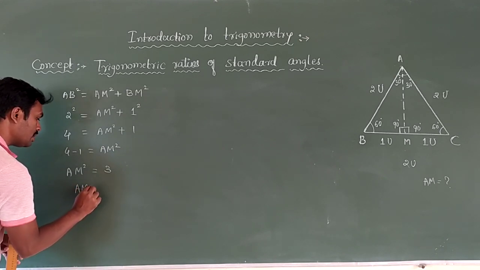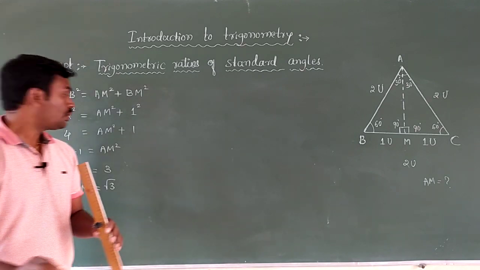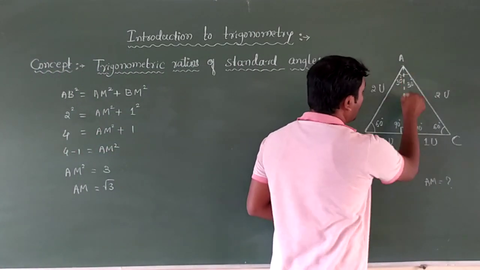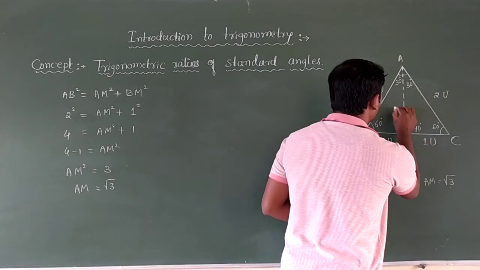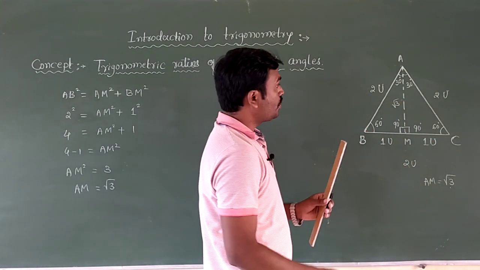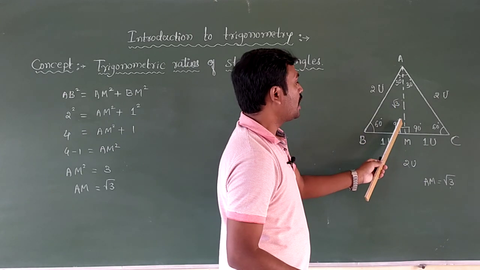So, AM is equal to root 3. It is the altitude, that is the value of AM. The value of AM is root 3. Is that clear? So, here 30 degree, 60 degree and 90 degree is there.